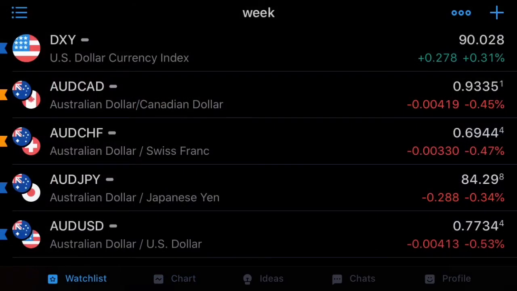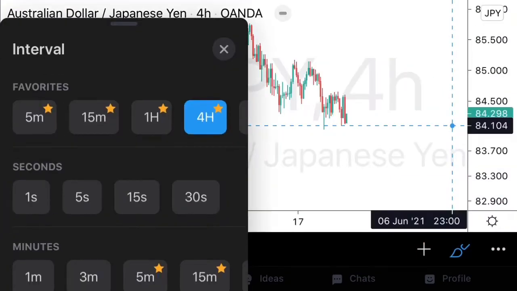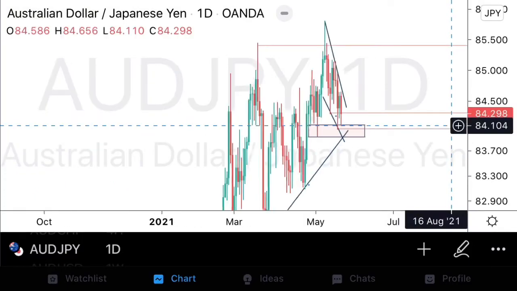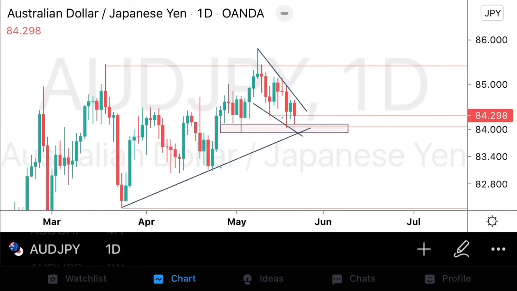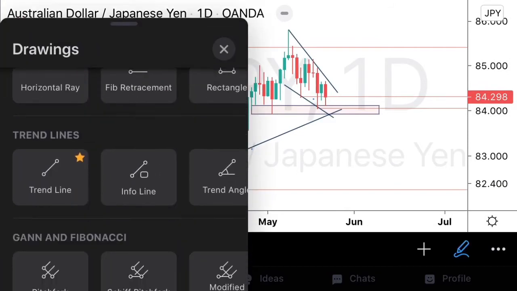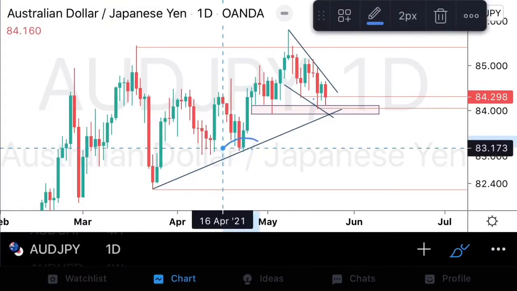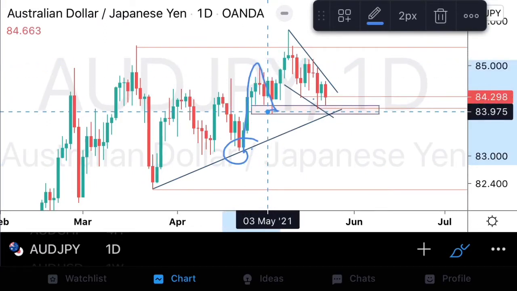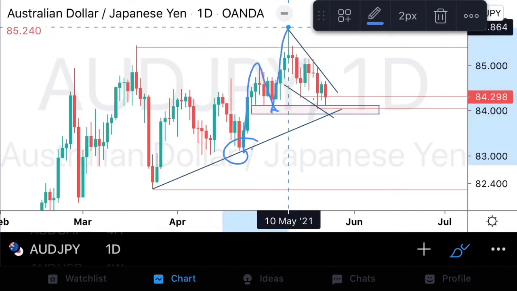Let's go into AUDJPY. Now we'll start off on the daily. And on the daily, guys, what we will see is prices that have from these lows here violated structure to the upside, came back, established support and pushed to the upside again.